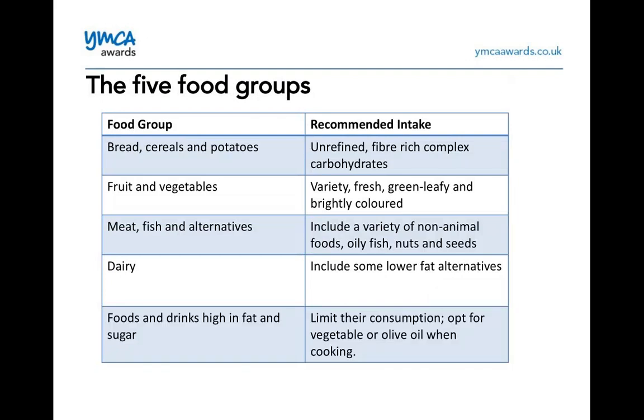And again, this is your 5 food groups within the Eat Well plate and what it's actually looking for. So obviously bread, cereals, potatoes, fruits and vegetables, meat, fish and alternatives, dairy, food and drinks high in fat and sugar. And it gives you some recommended intakes as well on the right hand side. These are all in your textbooks as well. It's a bit more in depth in your textbook, so it's definitely worth having a look through your manual.